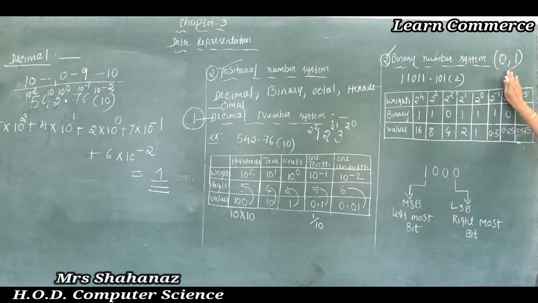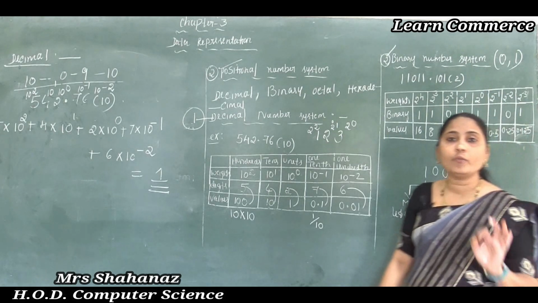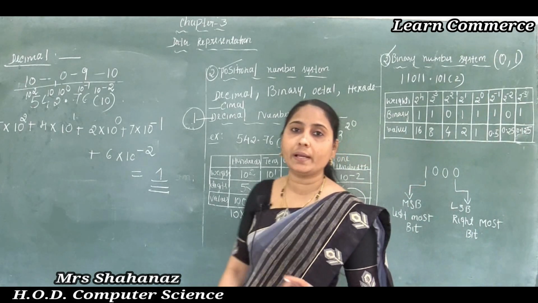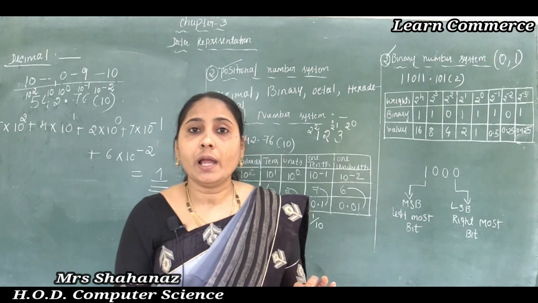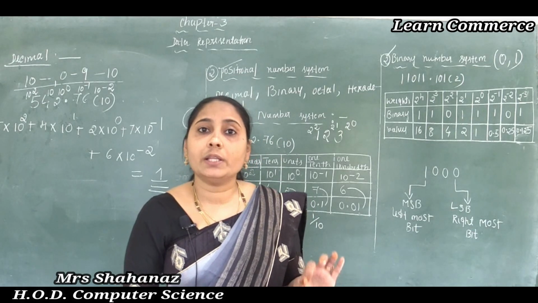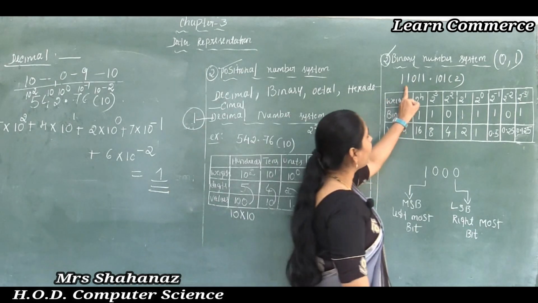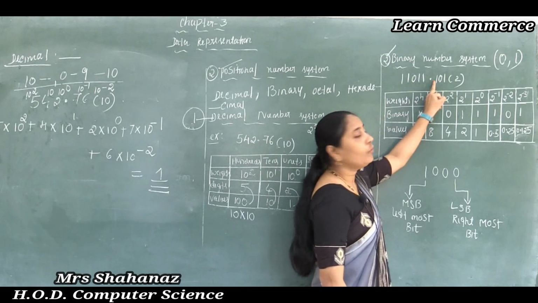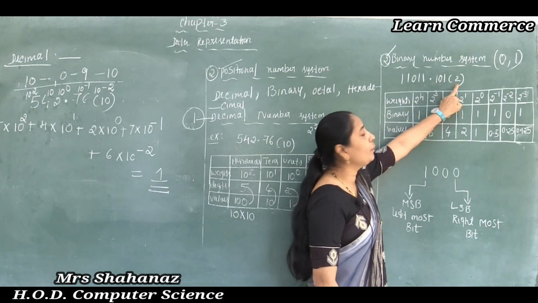So now after completing some explanation about our binary number system, here I also want to use one value for our binary number system. So consider a binary number system. The value is 11011.101 base of 2.